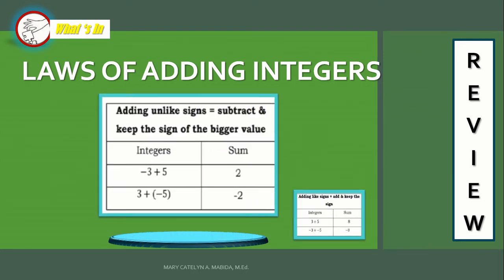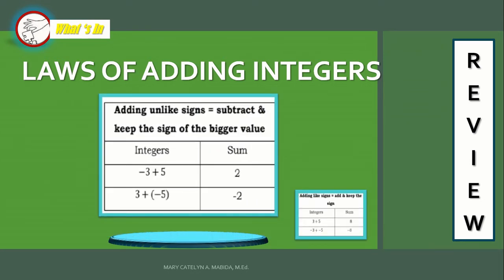Now, let's move on to adding unlike signs. Here, we have to subtract the absolute values of your addends and keep the sign of the bigger absolute value. Now let us try that.